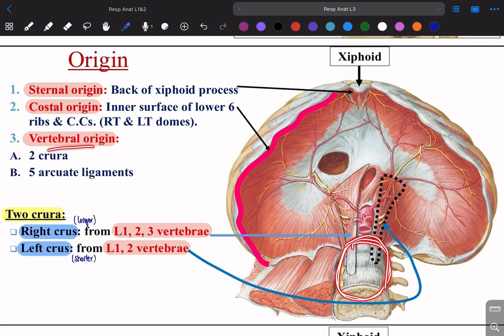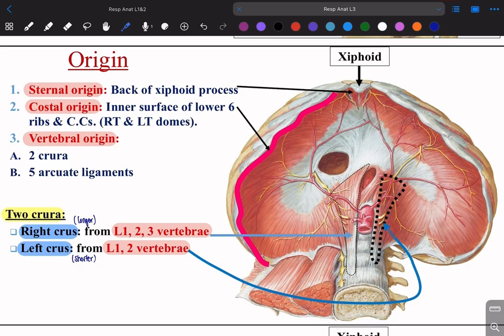So the vertebral origin. First we said the sternal origin. Okay, it's gonna be the lower part or the back of the xiphoid process. Then we have the costal origin. It's gonna be the inner surface of the lower six costal cartilages and ribs. Then the last origin is the vertebral origin.